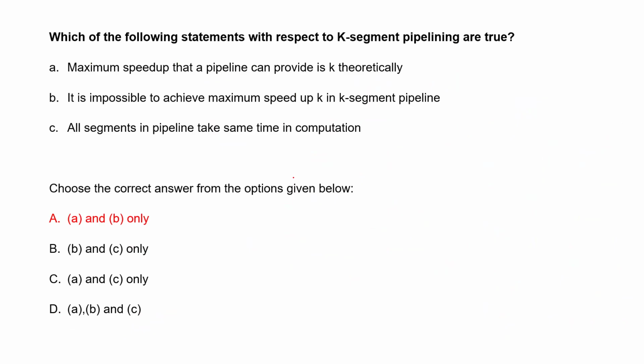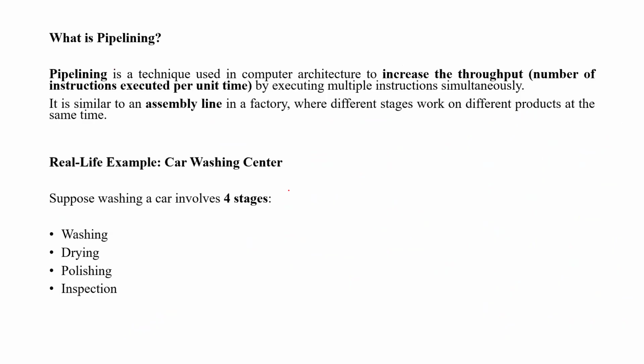So first we have to see what the first one is, the pipelining concept. Next we will come to this point. First, let's see what pipelining is. Pipelining is a technique used in computer architecture to increase the throughput, so the number of instructions executed per unit time. We are not going to execute one by one; by executing multiple instructions simultaneously, it works out.